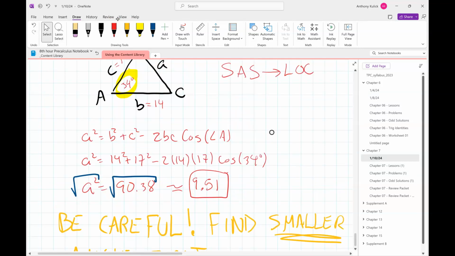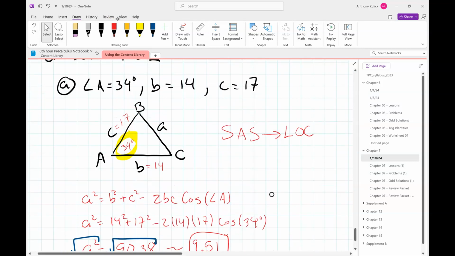So look at our picture here. Which one is smaller, angle B or angle C? How did you know it was angle B? How did you know it was the smaller one, though? That's correct. Great, because side B is smaller than side C. Is everybody good with that?